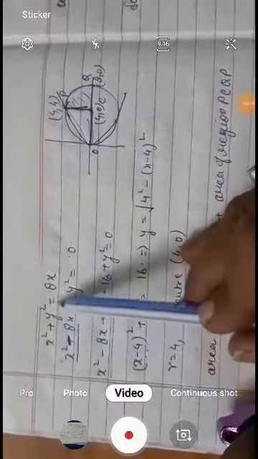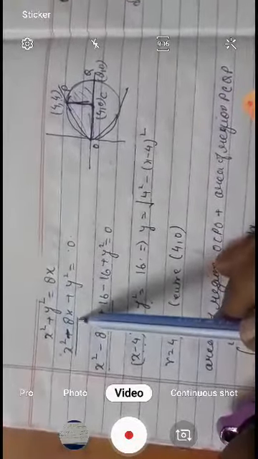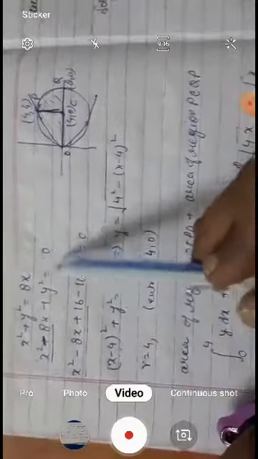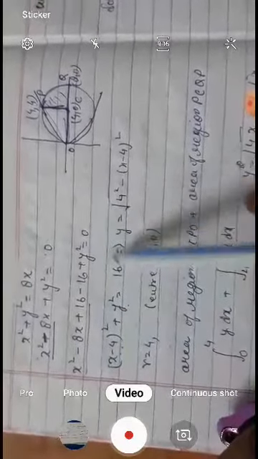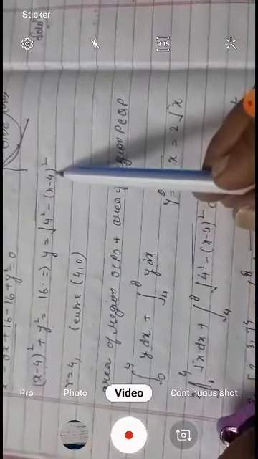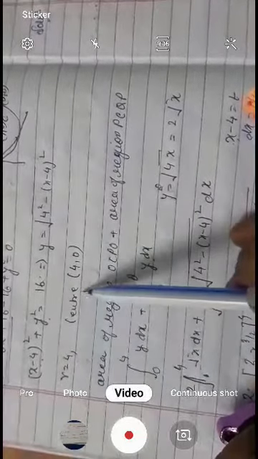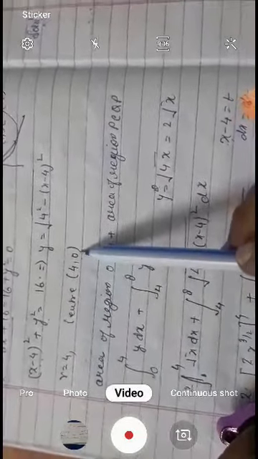Now this is the question: x square plus y square is equal to 8x. Now x square minus 8x plus y square is equal to 0. We have to solve this equation, and we get it in this form: y square is equal to 4 square minus (x minus 4) whole square. The value of r is equal to 4 and the center is (4, 0).